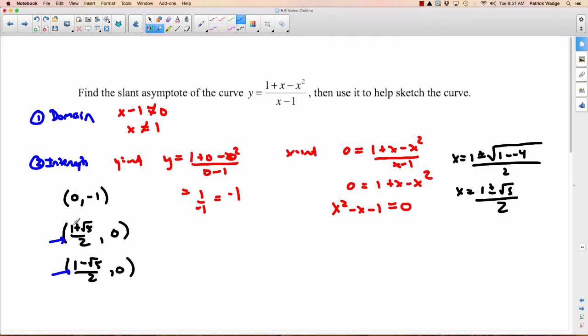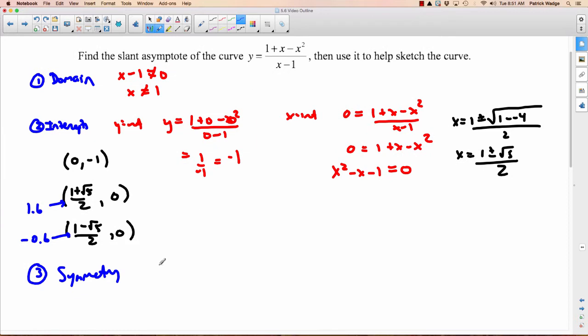If you put 1 plus root 5 over 2, you're going to get 1.6. And if you put 1 minus root 5 over 2, you're going to get negative 0.6. So there's our intercepts. Okay, 3 is symmetry, so we have to figure out what f of negative x is by putting negative x into the x's. 1 plus negative x minus negative x squared all over negative x minus 1.